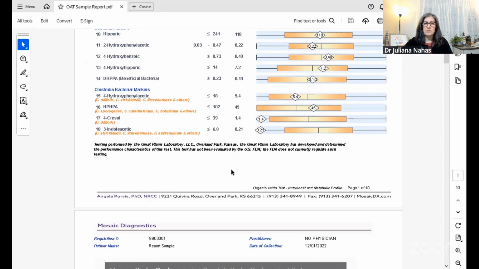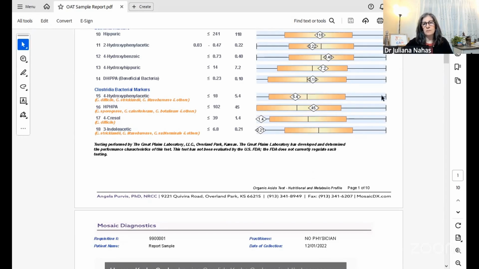The Genova test, for example, does not look at these specific markers. It looks at other clostridial markers. So understanding that if we have an elevated number 16, which is for short HPHPA, or cresol, the 4-cresol, those are pretty bad toxins to have elevated. In this picture here, we see that they're average or low, and that's reassuring.